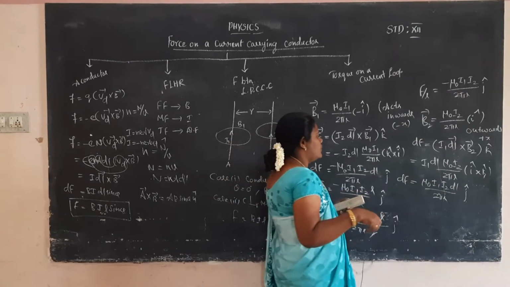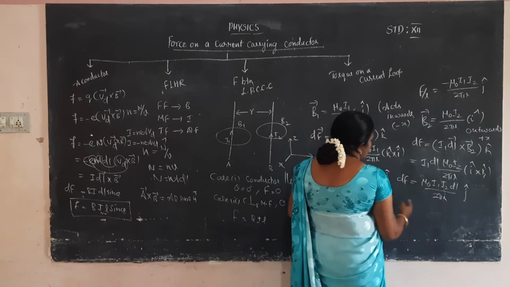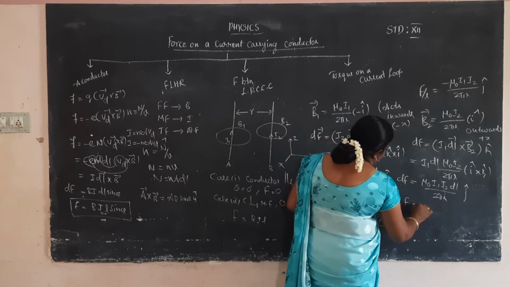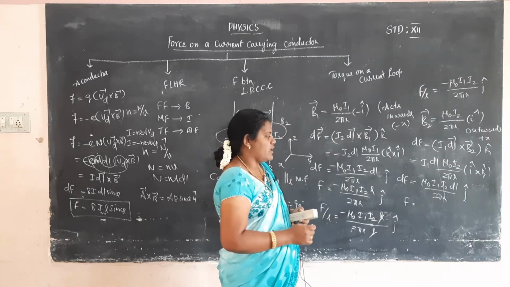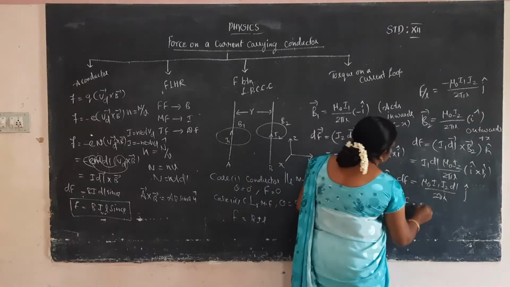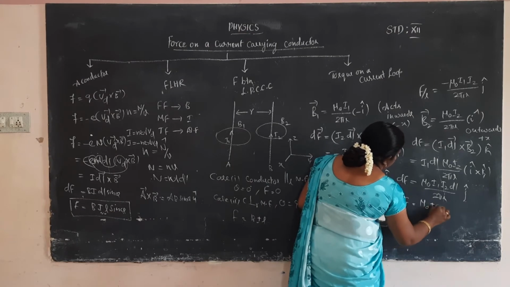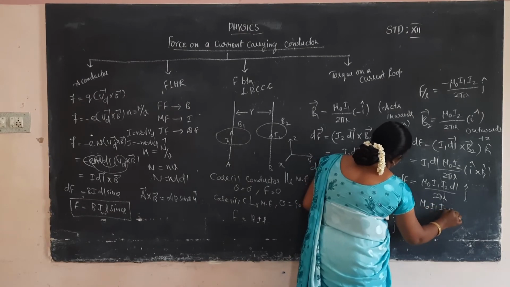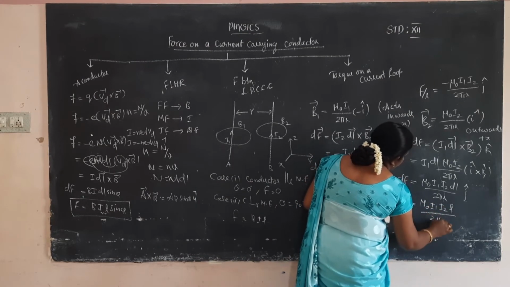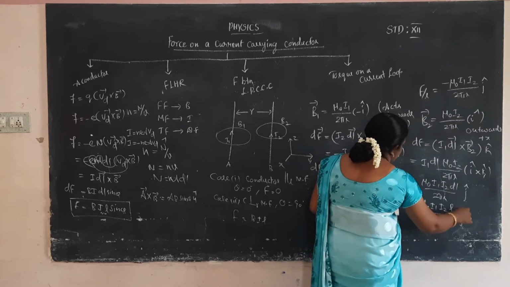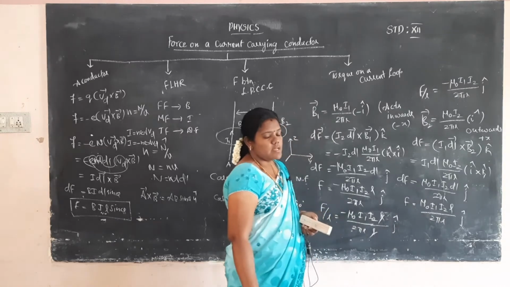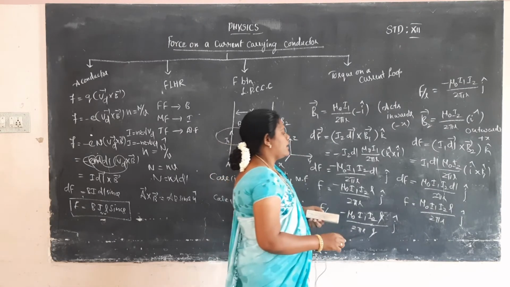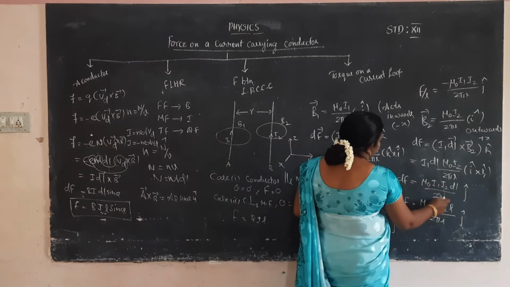Now, we want to calculate F, so instead of dF we put F. We just consider F, not the differential part of F. So F is equal to mu naught I1 I2 L by 2 pi r into j cap. j cap comes from the cross product of I cap and k cap, which is equal to j cap.